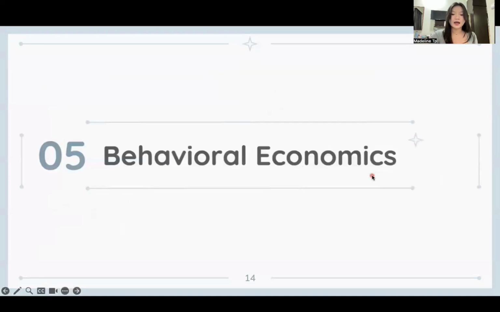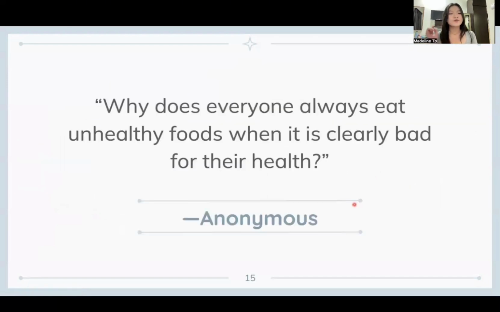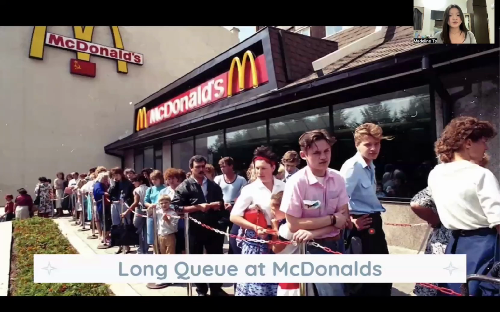Lastly, I'm going to be talking about behavioral economics. So, firstly, I'm going to start with a question. Why does everyone always eat unhealthy food when they clearly know that it's bad for their health? This, as we can see on the picture over here, there's a huge queue for the McDonald's. I personally also have never seen the McDonald's in SG not crowded. There's always like so many people eating it.